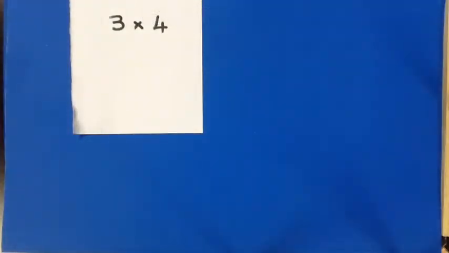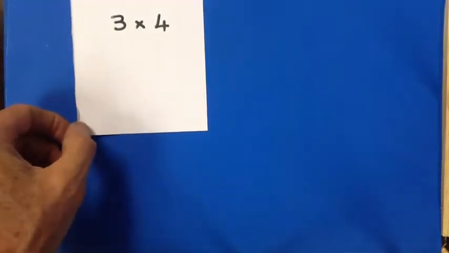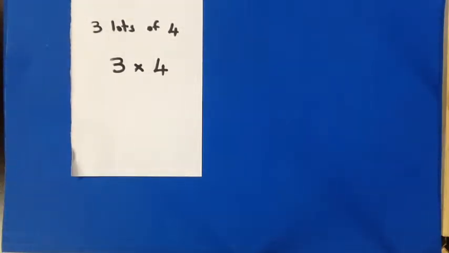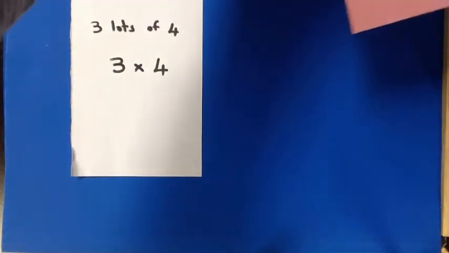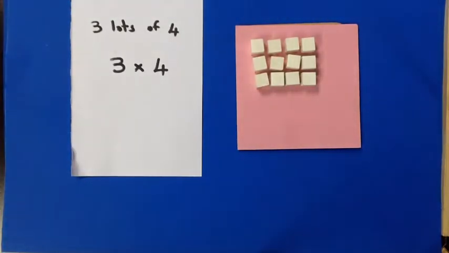So here's an example to start with. 3 times 4, 3 multiplied by 4. We can think of that as 3 lots of 4. So if I use my blocks, let's just put them in there. There you go. And you can see I've got 3 lots of 4. When I add those up, I'll get 12 blocks.